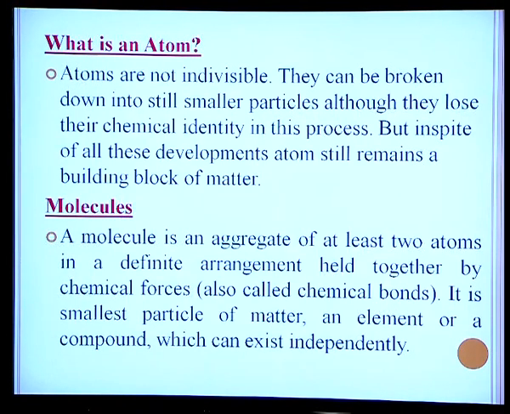Now, how do you explain molecules? A molecule is an aggregate of at least 2 atoms in a definite arrangement held together by chemical forces called, to simply say, chemical bonds. It is the smallest particle of matter, an element or a compound, which can exist independently. So, we can differentiate between atom and molecule in a simple way.